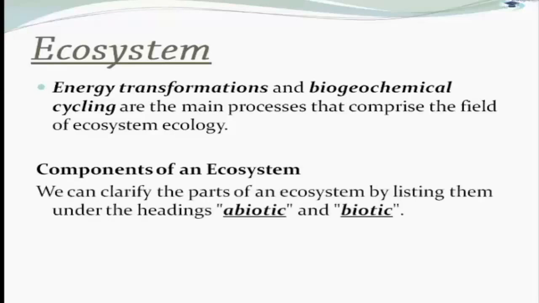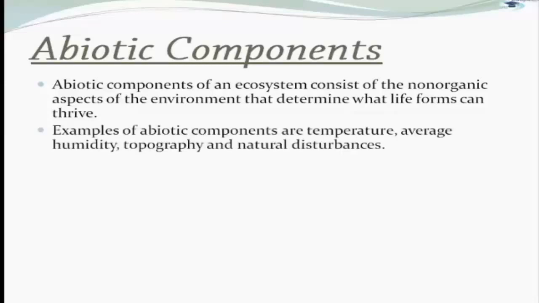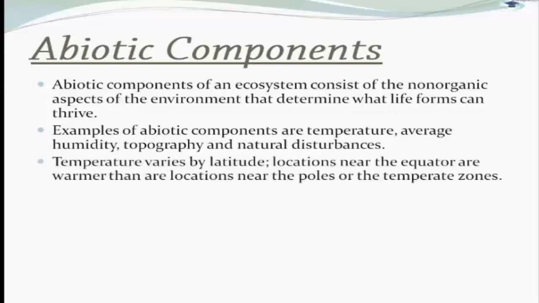We also have components of an ecosystem. We have here the headings abiotic and biotic. So let's start discussing the abiotic components. When we say abiotic components of an ecosystem, it consists of the non-organic aspects of the environment that determine what life forms can thrive. For example, we have the temperature, average humidity, topography, and natural disturbances.